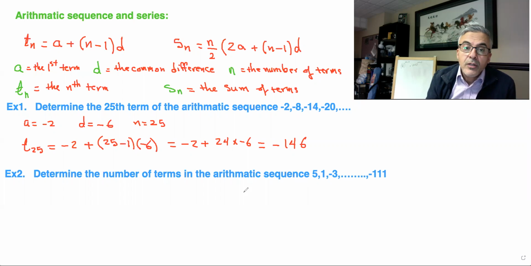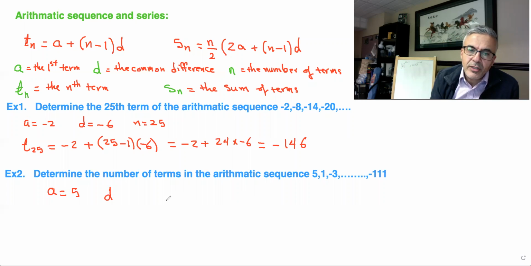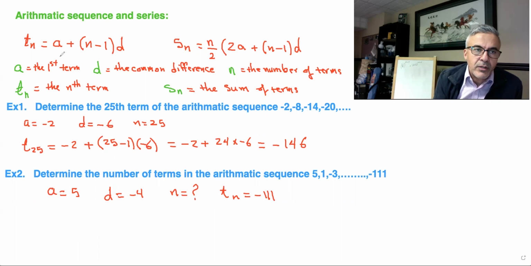We don't know. So therefore, we still have to use this equation, except now you know a, which is 5. You know d. d is second minus the first, 1 minus 5 is -4. You don't know what n is, but you know Tn is -111. So now just plug into this equation. So you have negative 111 equals 5 plus n minus 1 times negative 4.